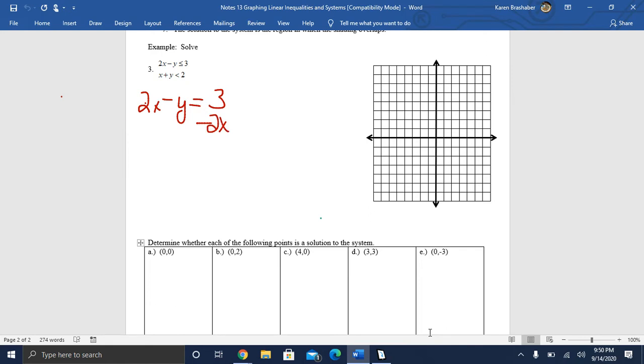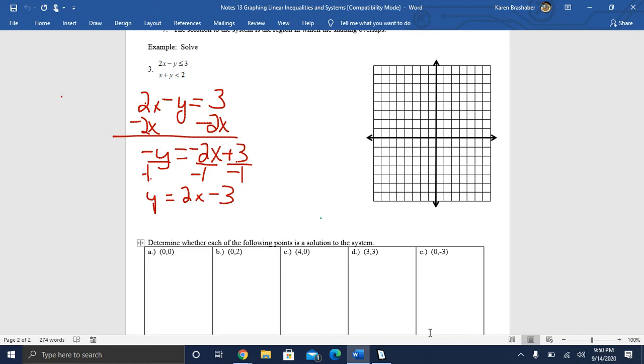And that will give us negative y equals negative 2x plus 3. Remember that you cannot leave the negative in front of the y, so we'll have to divide every term by negative 1. And that lets us have a positive y equals, now a negative 2 divided by a negative 1 is 2x, and a 3 divided by negative 1 is negative 3.